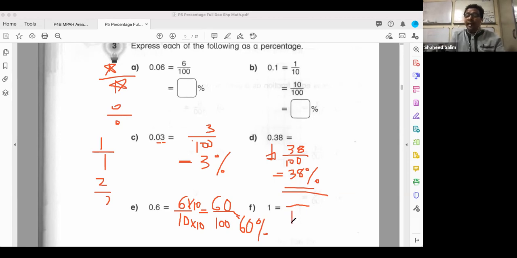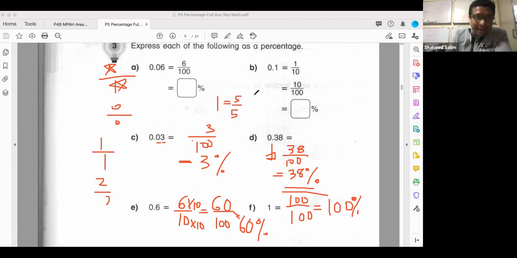The denominator, yes. So let us change 1 whole to 100 over 100. If it's 100 over 100, how many percent is this? 100%. Are we okay now? Can you see? 1 whole can be 5 over 5, 10 over 10, banana over banana, girl over girl, or 100 over 100. So we choose 100 over 100 because we can change it to 100%.